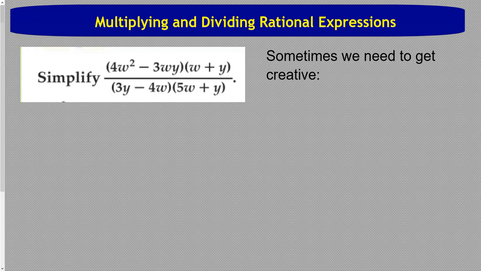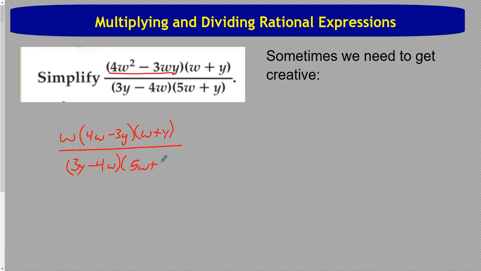Sometimes we have to get a little bit creative about how we factor. So let's factor this all the way out, and you'll see what I mean. This first term right here, I can take a w out of, leaving me with 4w minus 3y, and then I'm going to have a w plus y at the end, all over 3y minus 4w times 5w plus y. Nothing in the bottom had a common factor.